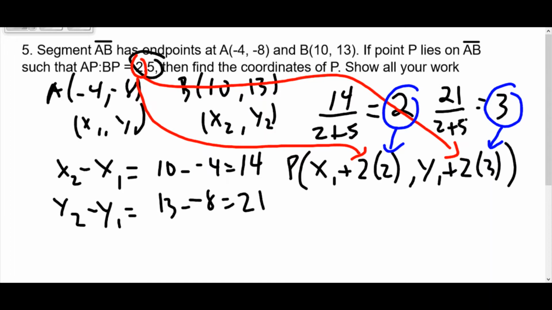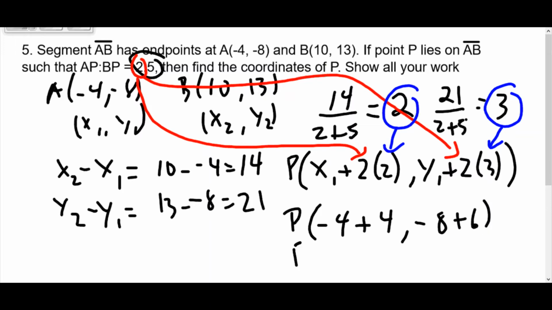Now we're going to calculate point P, which will be -4 plus 4, comma... oh, sorry, -8. Let me erase that to make it more clear. So -8 plus 6. So point P is going to be (0, -2).